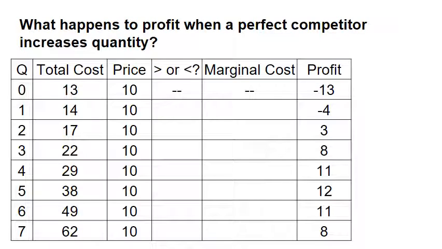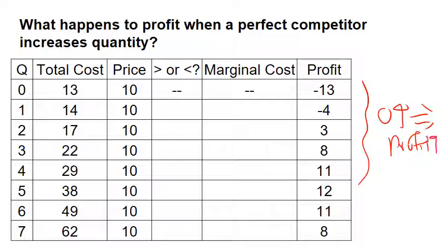So I've reproduced the table. I've got total output going from 0 to 7. Price remains constant at 10. And profit, we can see that profit goes up for a while. In this range, quantity goes up, makes profit go up. And down here, quantity goes up, makes profit go down.